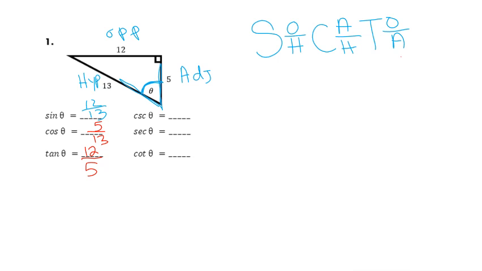The only thing we're adding now is our reciprocal function. So sine, the reciprocal is cosecant, so that would be 13 over 12. Cosine, the reciprocal would be secant, so that's 13 over 5. And tangent, the reciprocal would be cotangent, which is 5 over 12. And those would be your 6 trig ratios.